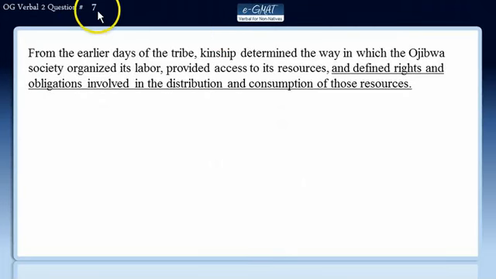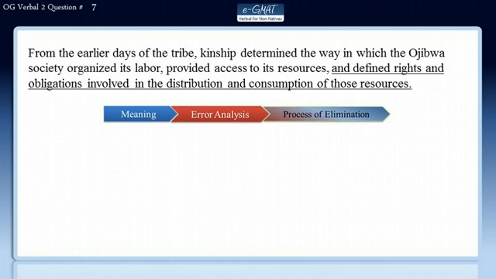We will solve question number 7 of OG Verbal Second Edition by using the e-GMAT 3-step process. In the first step, we will understand the meaning of the sentence. In the second, we will evaluate the errors in the sentence, and finally, we will review all the answer choices to get to the correct answer.